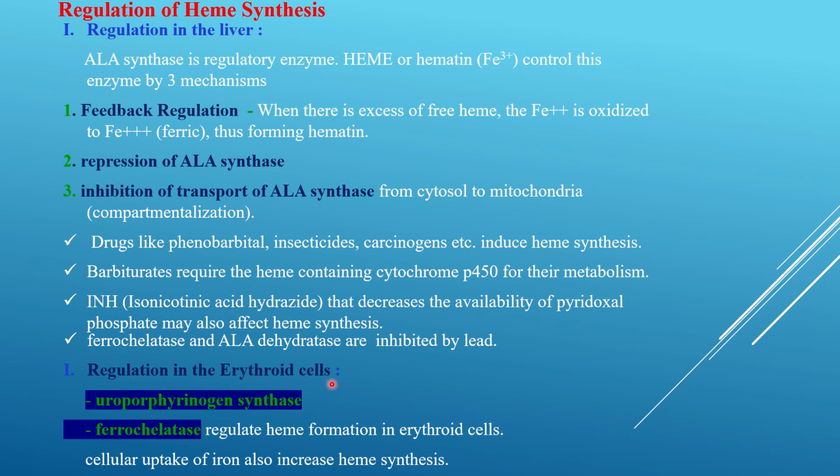Then there is regulation in the erythroid cell, because 80% of synthesis happens in the erythroid precursor cells. It happens through uroporphyrinogen synthase and ferrochelatase. These are the main regulatory enzymes in the erythroid cell. They regulate heme formation in the erythroid cell. The cellular uptake of iron also increases heme synthesis.